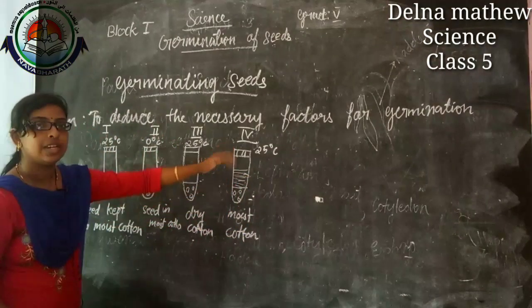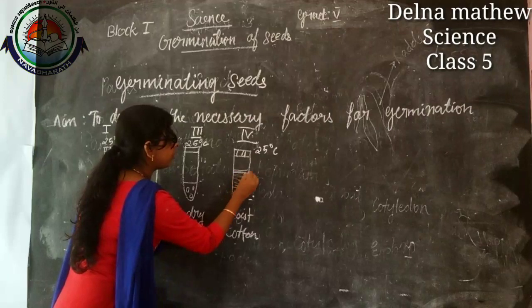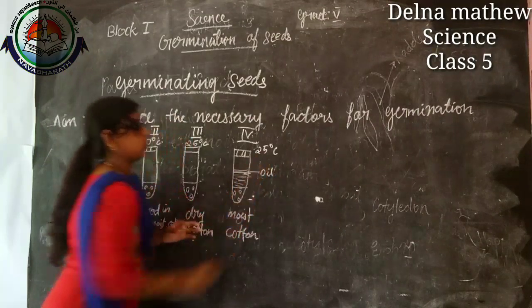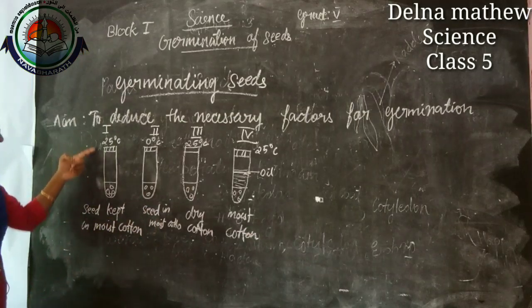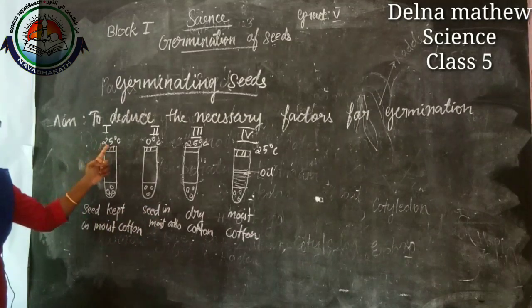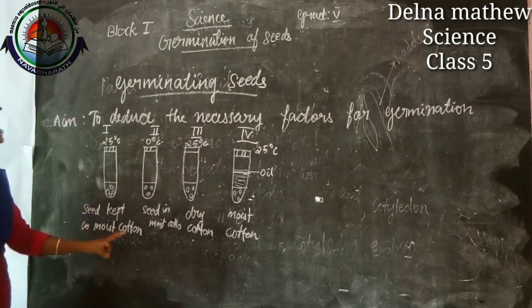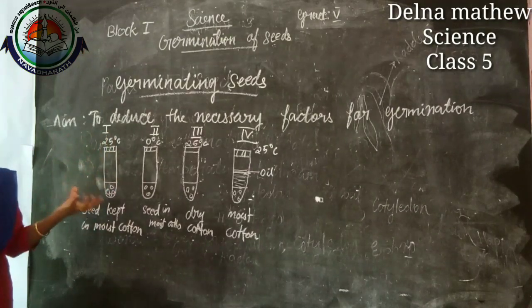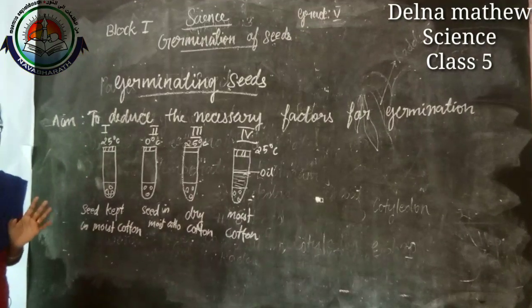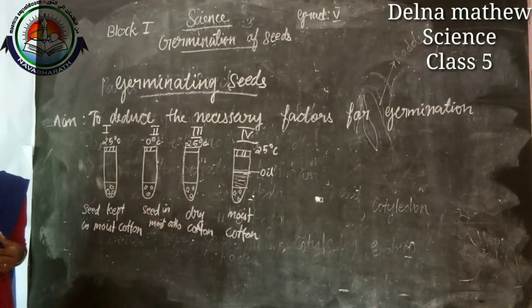In this test tube we just fill some boiled water, and above we put some oil also. These are the 4 cases. Now you see, first one, here temperature is 25 degrees Celsius, and we kept the seed in moist cotton, and this test tube is made of glass. So here air is also present. In this case, can the seed germinate or not?